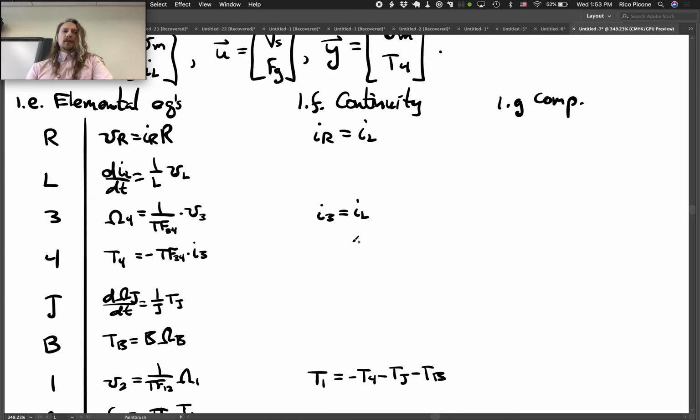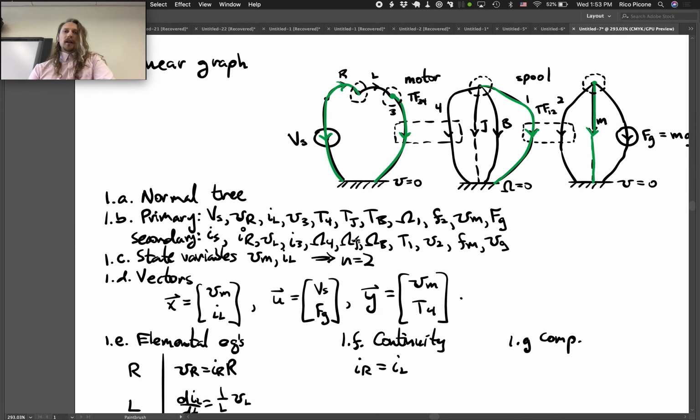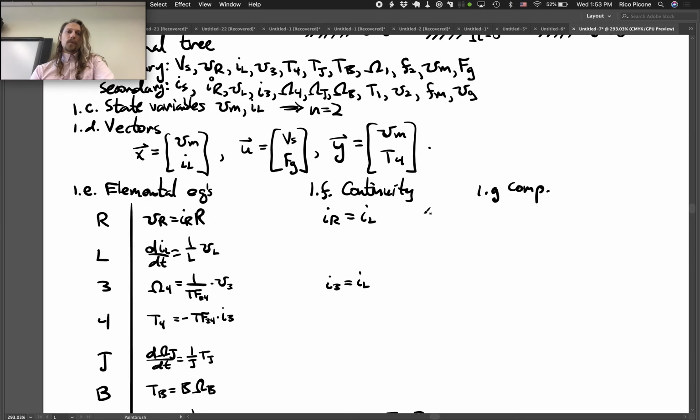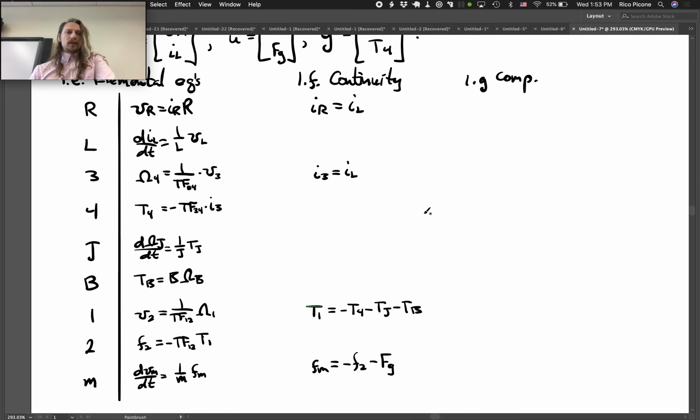Compatibility equations correspond to each link. So if we put the link for the inductor L in, we would create this loop. So we have VL equals negative VR plus VS minus V3.